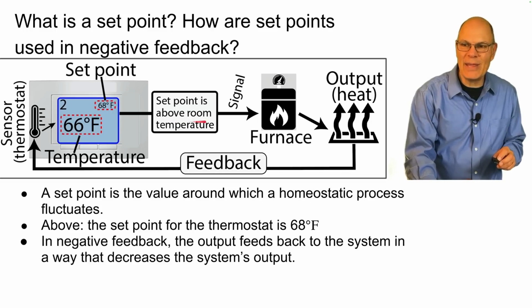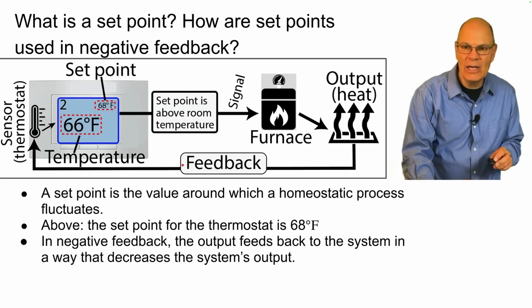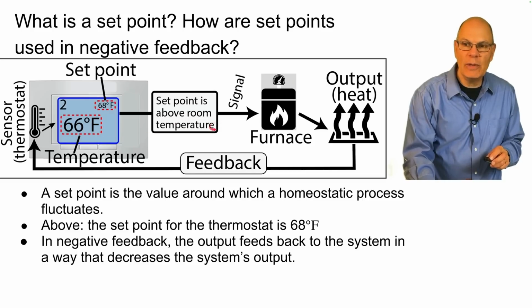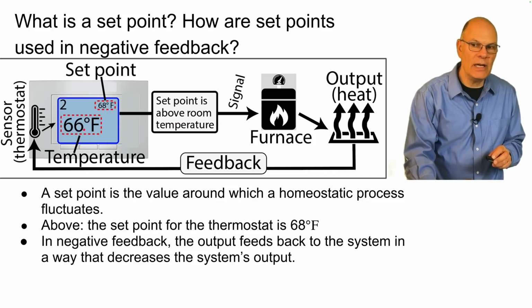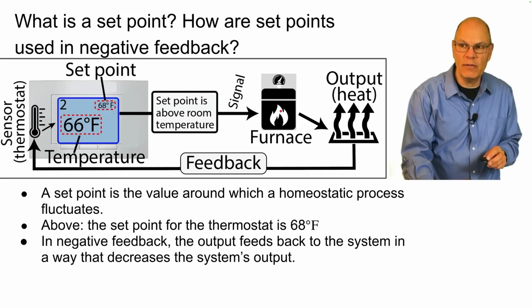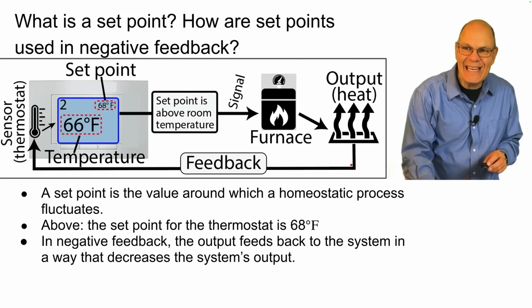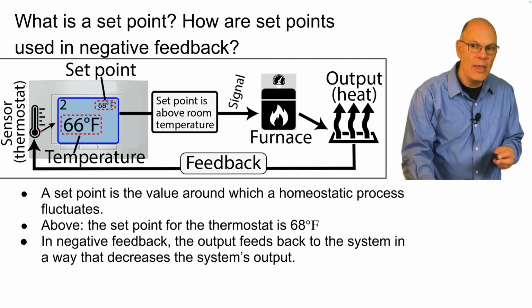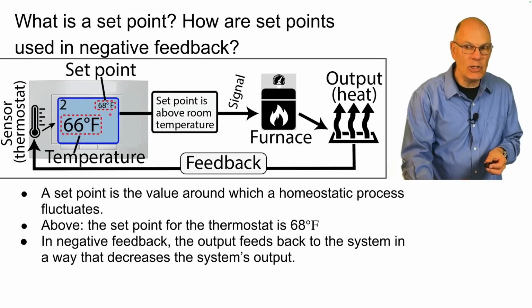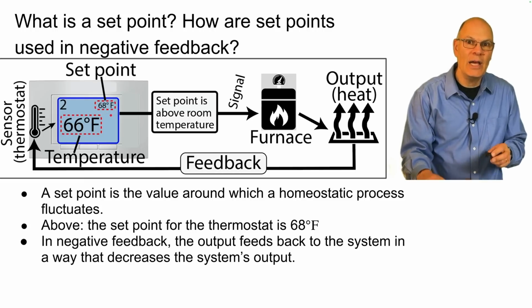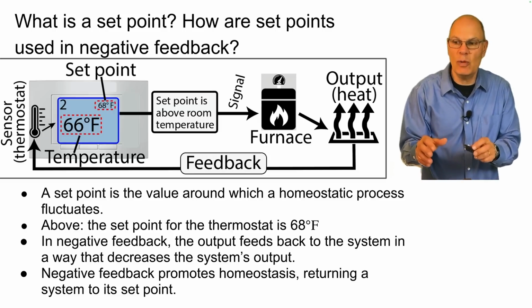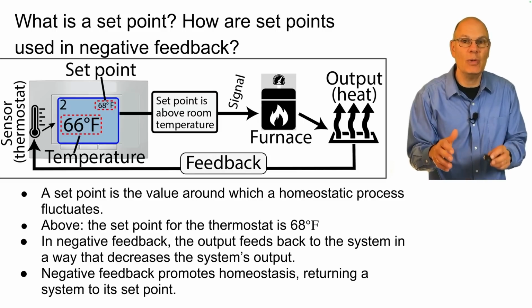In negative feedback, the output of the system feeds back to the system in a way that decreases the system's output. So here we have the set point. Here's a measurement of the temperature. The set point is above the temperature. That'll send a signal to turn on the furnace. That'll generate heat. Heat feeds back to the system. There's a thermostat over here with a thermometer. That will increase the temperature, and then when we get to 68 degrees Fahrenheit, the set point, the system will turn off. Negative feedback promotes homeostasis, returning a system to its set point.